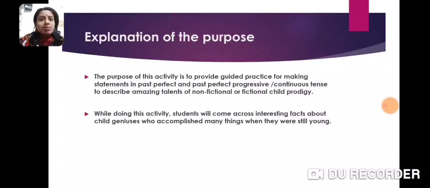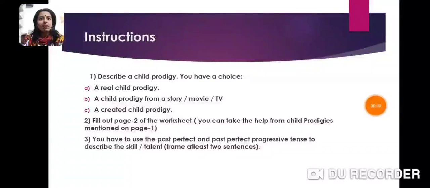Let us look at the purpose of this activity. The purpose of this activity is to provide guided practice for making statements in past perfect and past perfect progressive or continuous tense to describe amazing talents of a non-fictional or fictional child prodigy. While doing this activity, students will come across interesting facts about child geniuses who accomplished many things when they were still young.